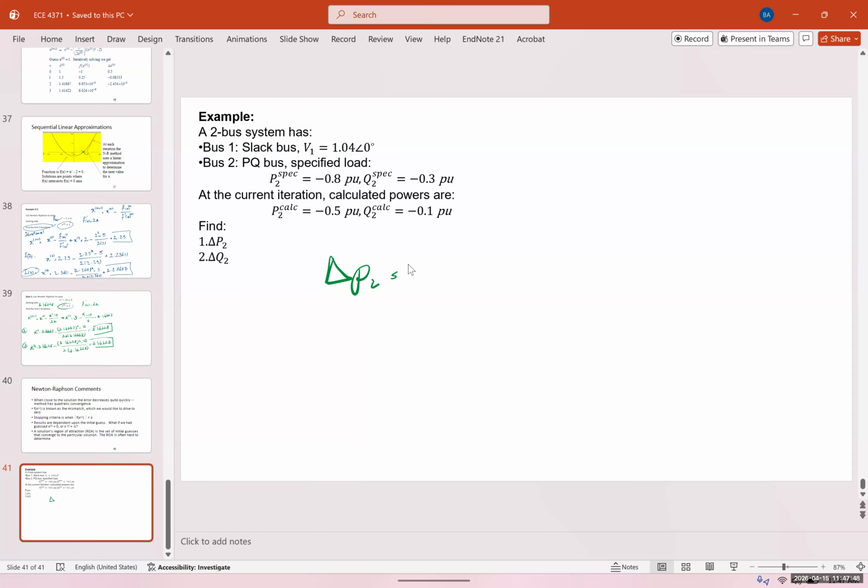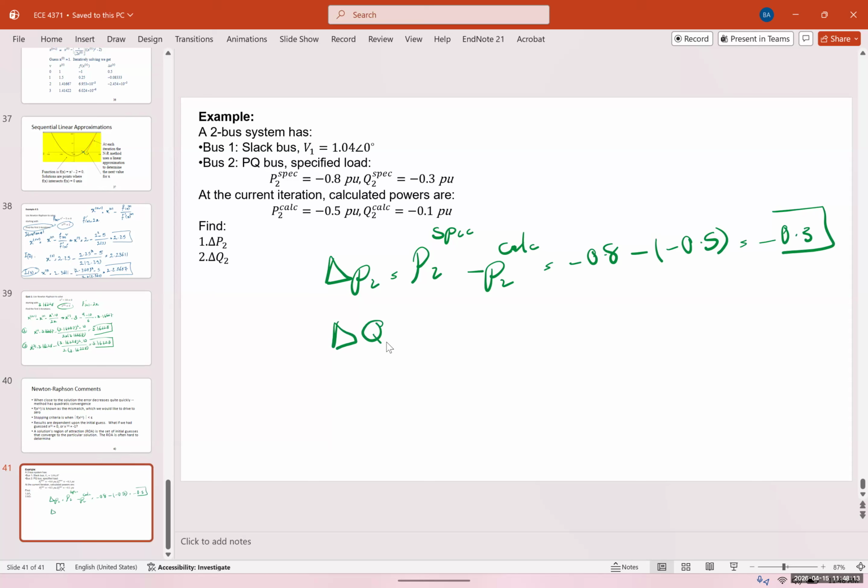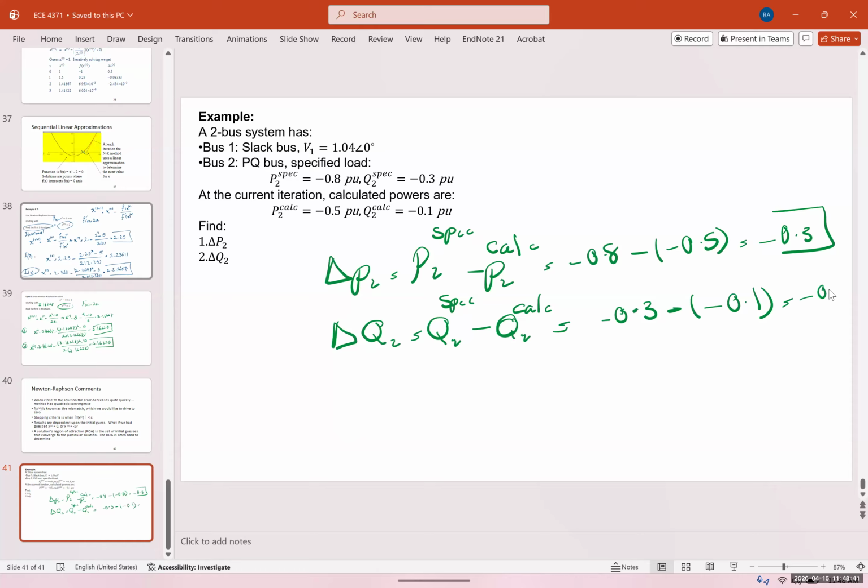Since we just want delta P2, it is the P2 specified minus the P2 calculated, which is negative 0.8 minus negative 0.5, which gives us negative 0.3. Same thing we do for delta Q2. It's going to be Q2 specified minus Q2 calculated, which gives us negative 0.3 minus negative 0.1, which is negative 0.2. It's as easy as that.